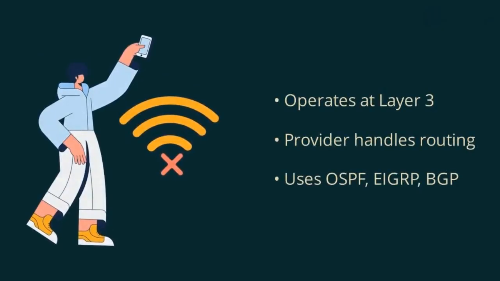Now let's shift to Layer 3 VPNs. In an L3VPN, the service provider participates in routing alongside the customer. This means the provider's network devices exchange routing information with the customer's routers using protocols like OSPF, EIGRP, or BGP. The provider then uses this information to route traffic between customer sites. L3VPNs are highly scalable and efficient, especially for organizations with many remote locations that need seamless connectivity.